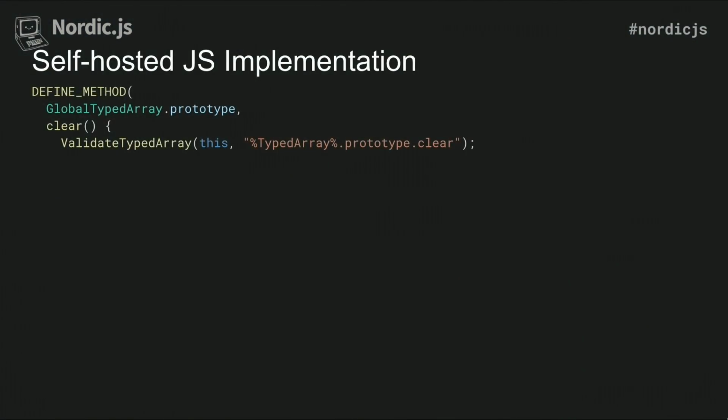So the self-hosted JavaScript would look something like this. We're just adding a method called clear to the typed array prototype. We have to call this thing called ValidateTypedArray. This is a spec level operation. You don't really need to worry about it, but basically the spec says we have to do that, so we did. The next thing we want to do is get the length of this typed array. So remember, what we're trying to do is just set everything in the typed array to 0. So we're going to take the length.